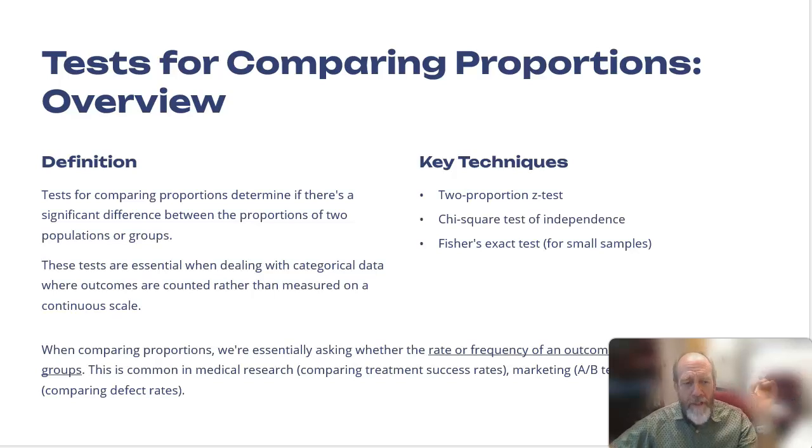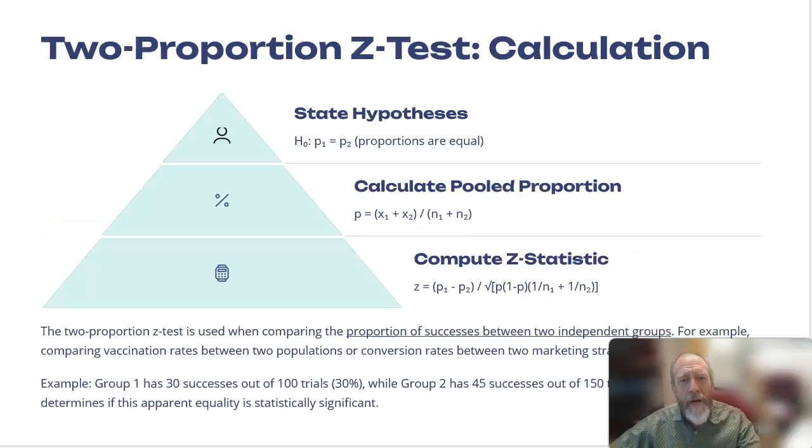Now, am I going to show you the calculations for those in this lecture? I am not. I've got samples of those, and they're very easy to look up. What are they useful for? For comparing proportions. Remember, what is important is that you can look at the scenario and determine the correct test. For a two proportion z-test, you're looking to see if the proportions are equal. There's a calculation process where you calculate the pooled proportion and compute the z statistic.